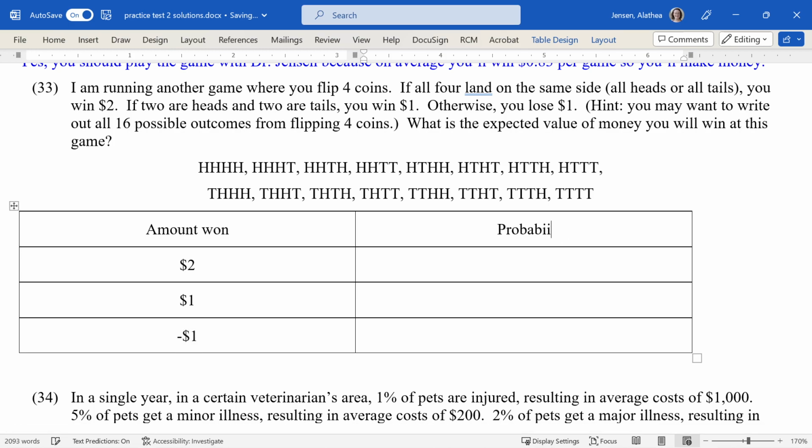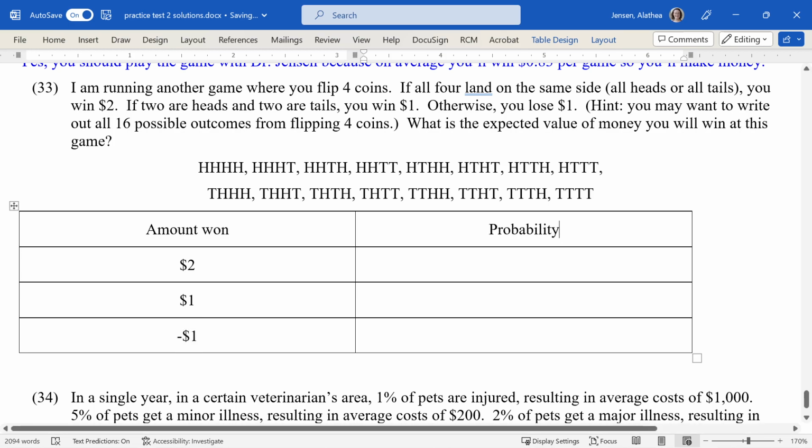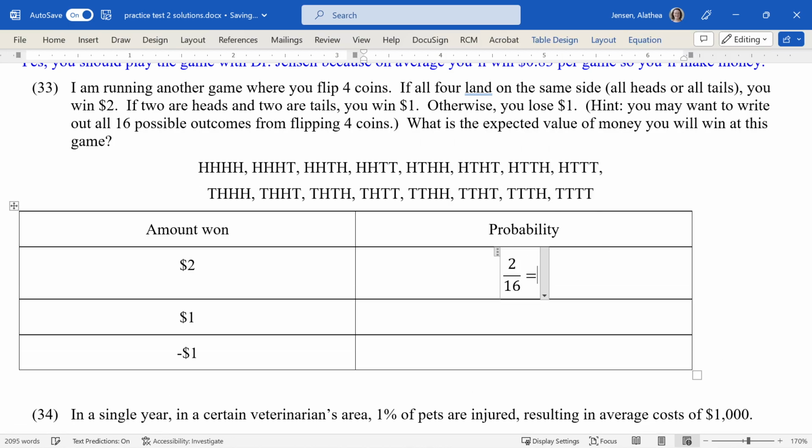And now I'm going to look at the probability of these. And my 16 outcomes here are going to help me figure that out. So winning $2 is for getting all 4 the same way, right? So there's 2 outcomes that are like that: HHHH and TTTT. So the probability there is 2 out of 16, or 1/8.